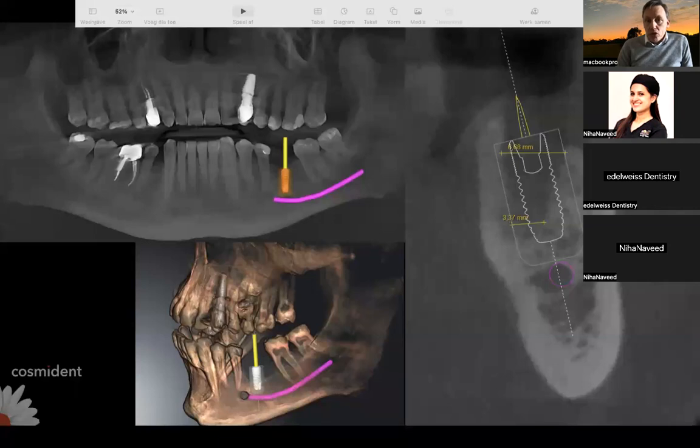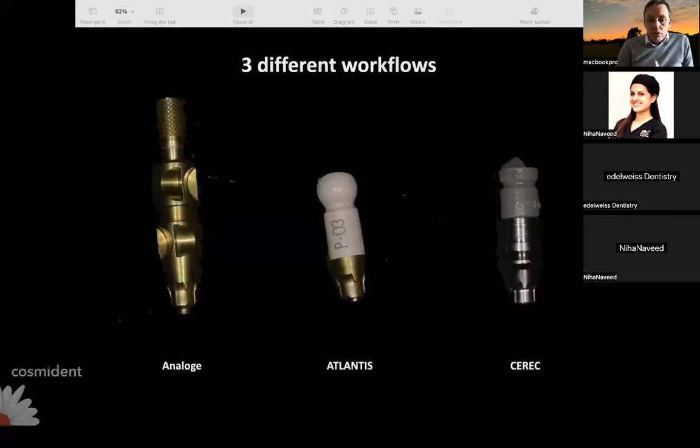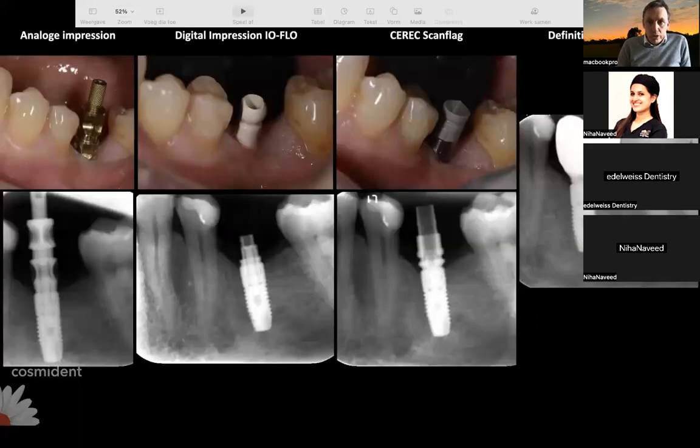Here is another case which we did that way. We placed the implant, and that's the way you can work in your daily office. You can work in 3 different workflows. Those who prefer can go the analog way, or the digital way, and there are 2 digital ways in this case, because we used the Astra EV prime taper implant. We could go by Atlantis, or by the CEREC workflow. This is what you see here.